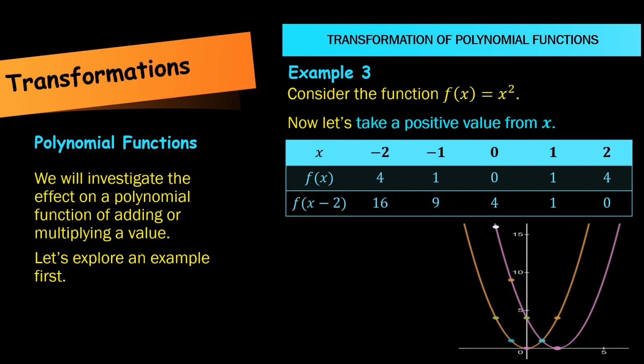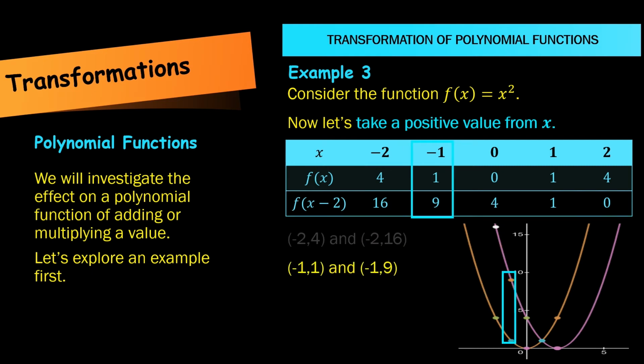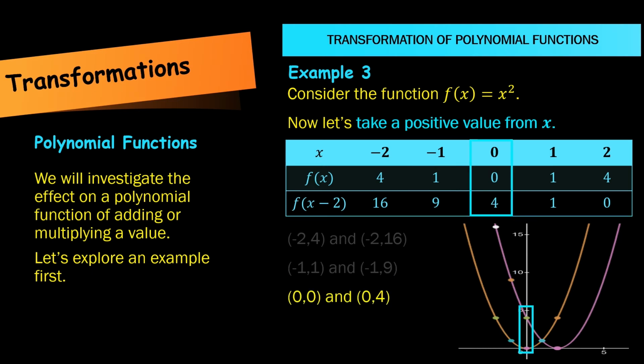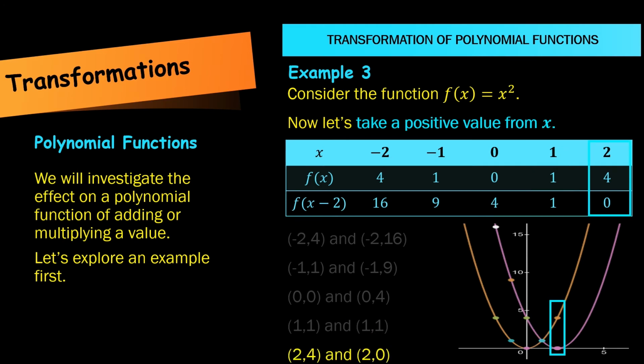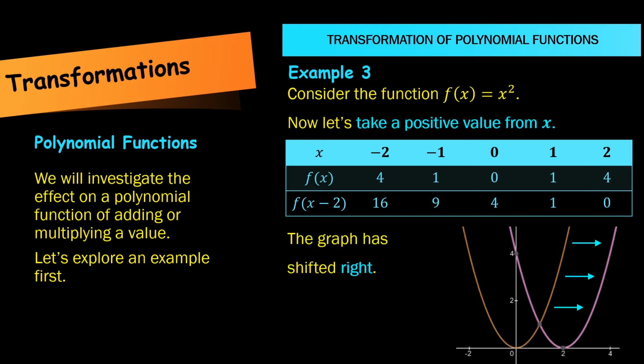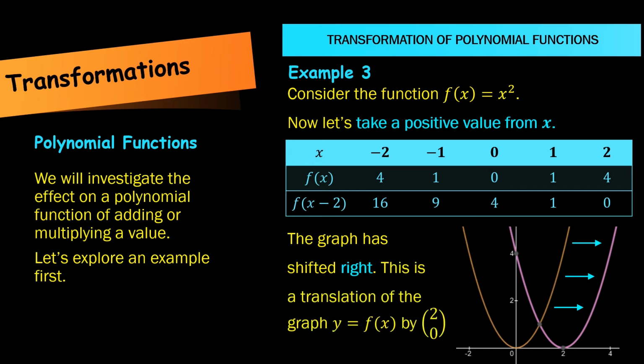Again, let's consider the old and the new points in comparison to each other. So when x is minus 2, y goes from 4 to 16. When x is minus 1, y goes from 1 to 9. When x is 0, y goes from 0 to 4. When x is 1, y stays at 1. And finally, when x is 2, y goes from 4 to 0. The graph has shifted right. This is a translation of the graph y equals f of x by the vector 2, 0.